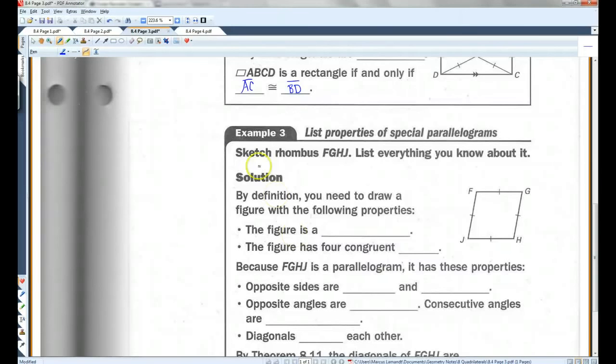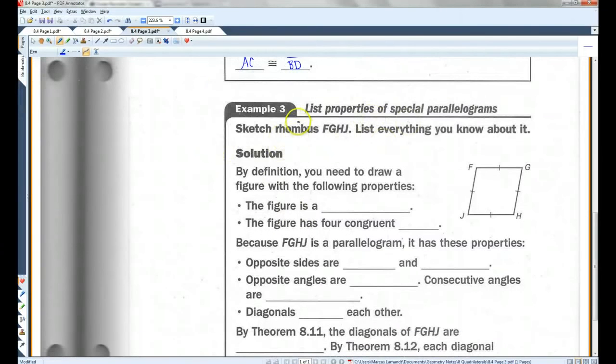All right, for example, sketch rhombus FGHJ, where we know it's a rhombus. List everything you know about it. Okay, by definition, you need to draw a figure with the following properties. The figure is a parallelogram, and the figure has four congruent sides.